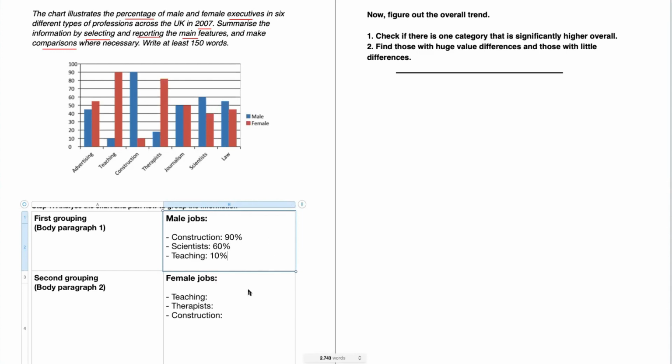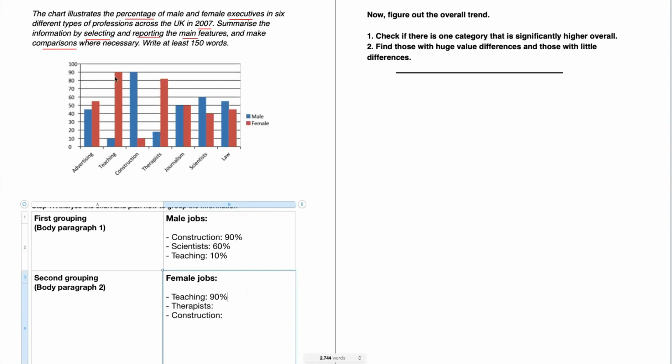I'm going to do the same thing for female jobs, and we're not going to pay attention to the mid-range because that isn't a main feature. Remember, we have to pay attention to these main features. So for female jobs in teaching, it looks like we have 90%, just like construction for males. So I'm going to go ahead and write 90% for teaching.